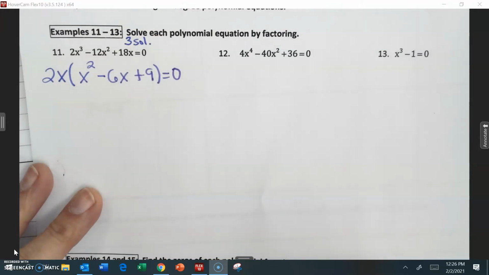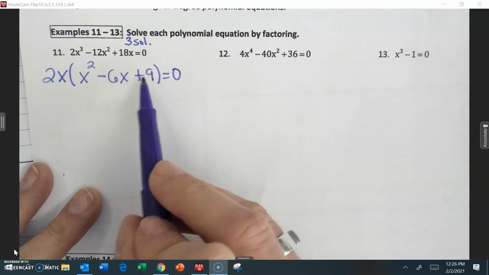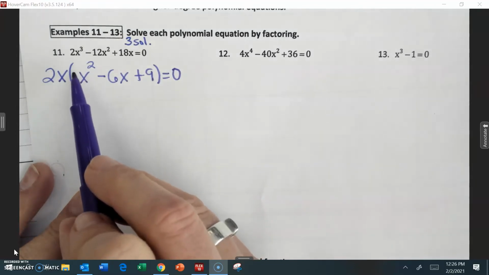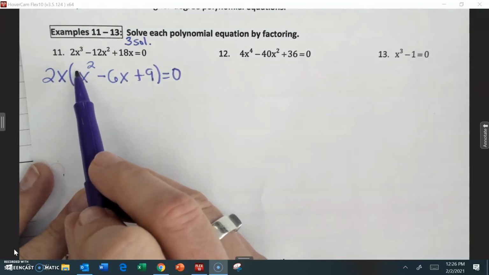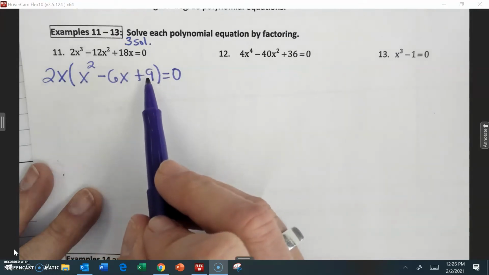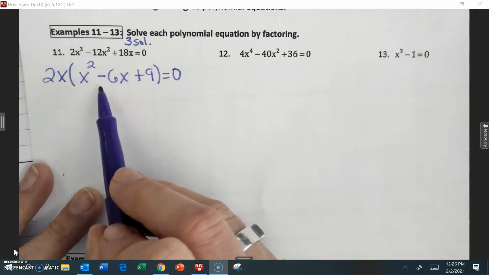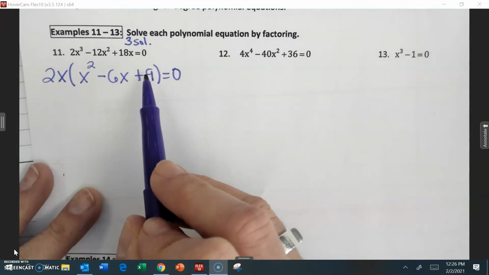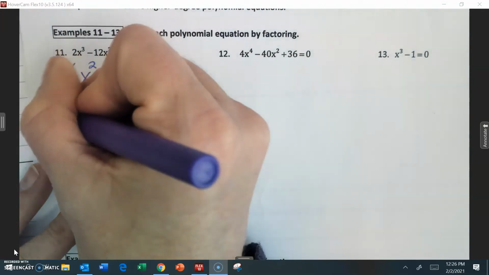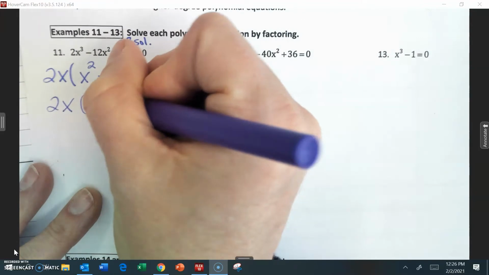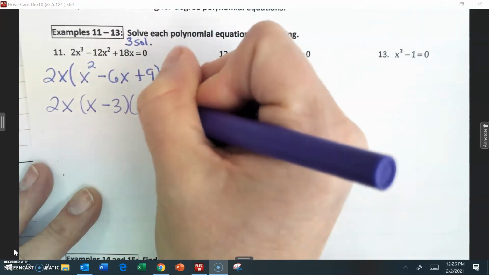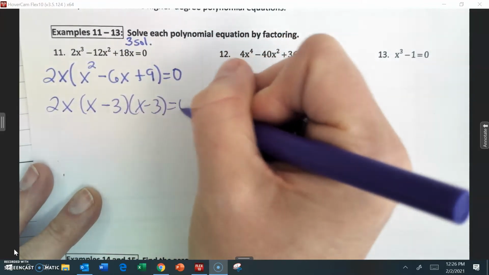Now, you always want to keep checking to see if you can factor more. Well, we have a trinomial. We love that the leading coefficient's 1. So we're looking for 2 numbers that give us a product of 9 and a sum of negative 6. Well, that would be negative 3 and negative 3. So that trinomial then factors into x minus 3 times x minus 3.